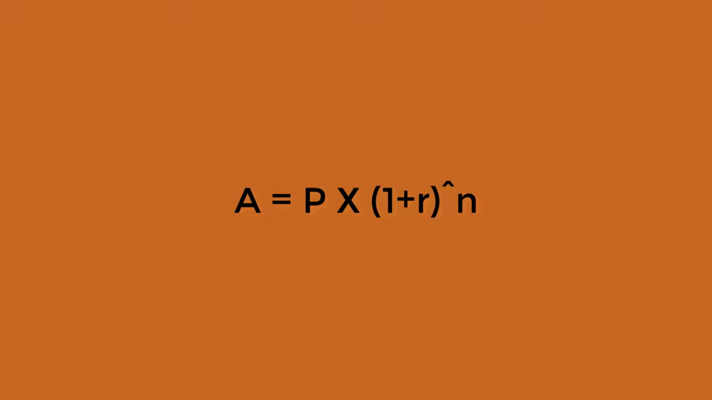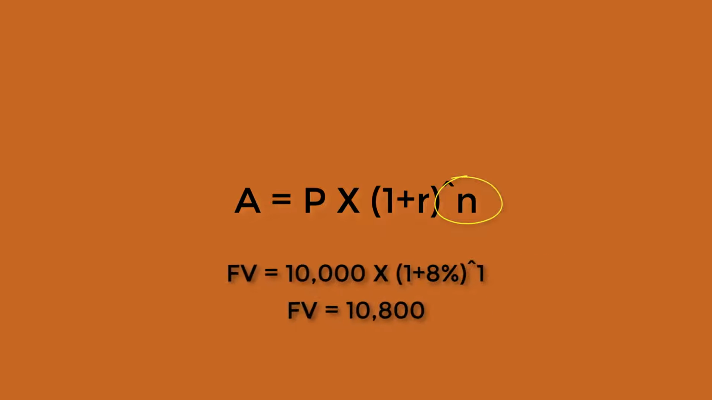Let's say that you invest in a bank for a year, and after 1 year, the bank will repay you the initial amount plus an interest rate of 8%. So we will have future value equal to present value multiplied by the sum of 1 plus r raised to 1. 1 stands for the time period because it is only 1 year.